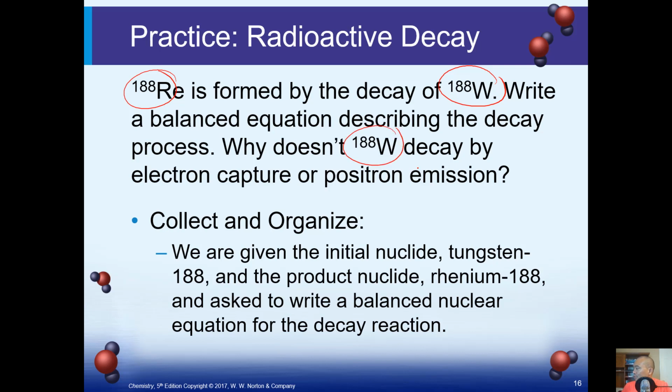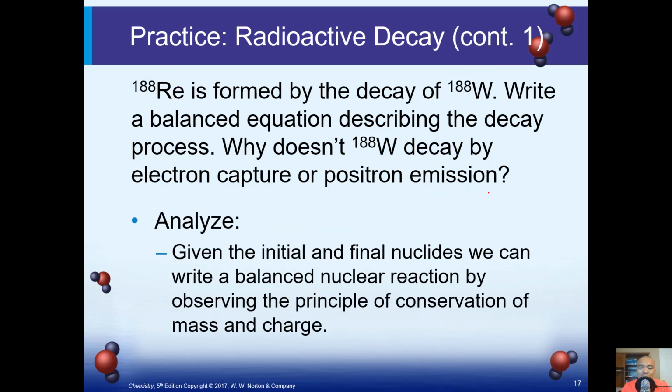Why doesn't tungsten-188 decay by electron capture or positron emission? So we are given the initial nuclide tungsten-188 and the product, or so-called daughter nuclide, rhenium-188. And we are asked to write a balanced nuclear equation for the decay reaction. Given the initial and the final nuclides, we can write a balanced nuclear reaction by observing the principle of conservation of mass and charge.